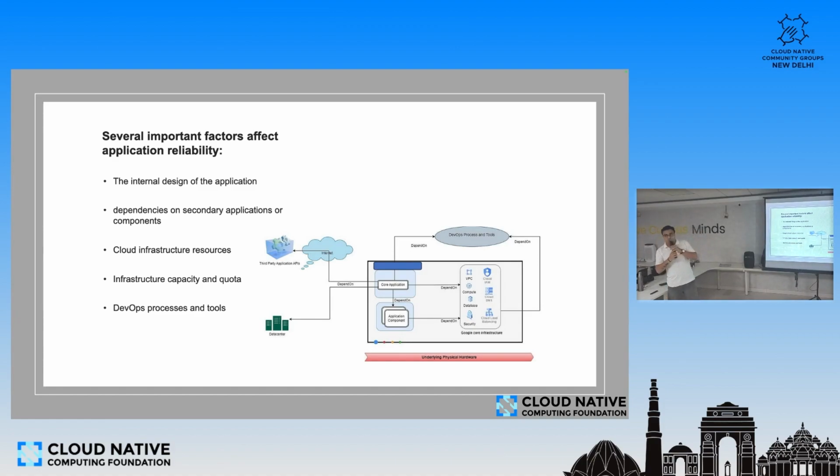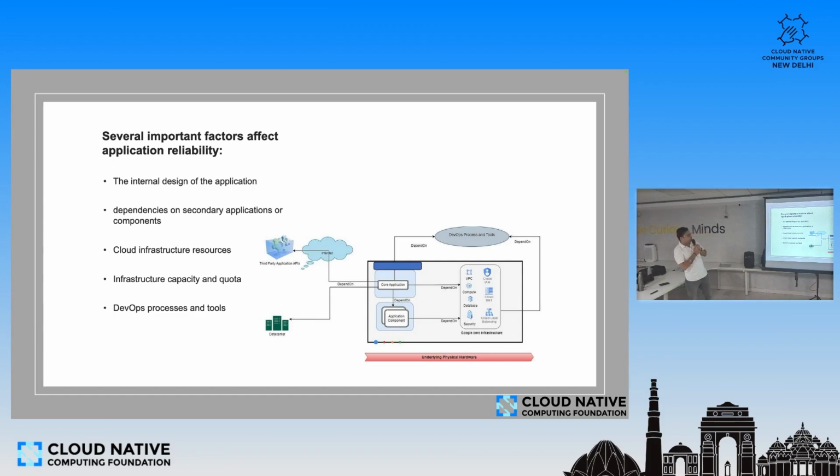Cloud infrastructure resource, right? These days our applications are running in compute engine, serverless engine, and we have network. All these things are hosted in the cloud. What happens if this entire network goes down? Your entire application will go down, right? If you have any zonal outage or regional outage, the underlying cloud infrastructure becomes a dependency, right? So that is also a factor for the reliability of your core application.